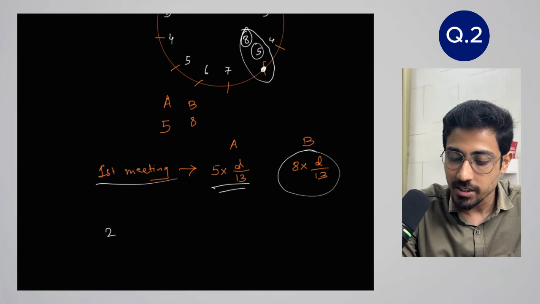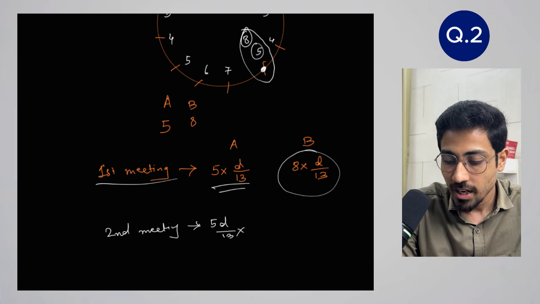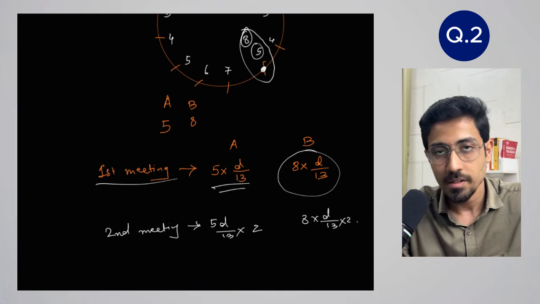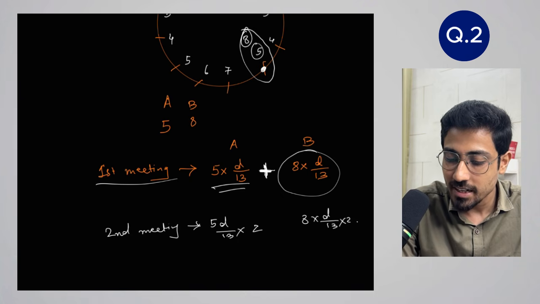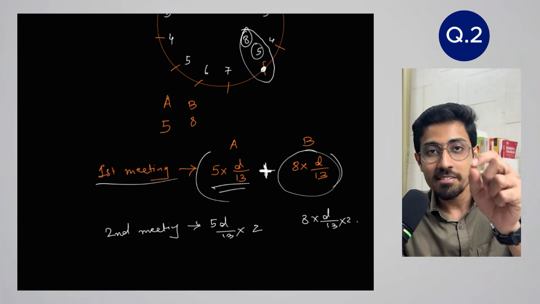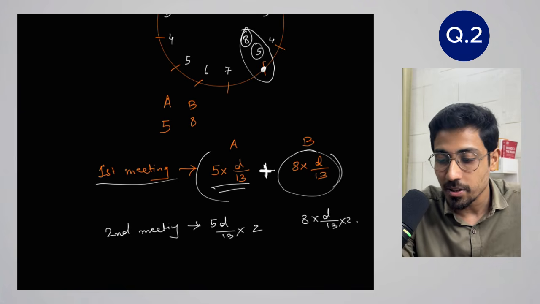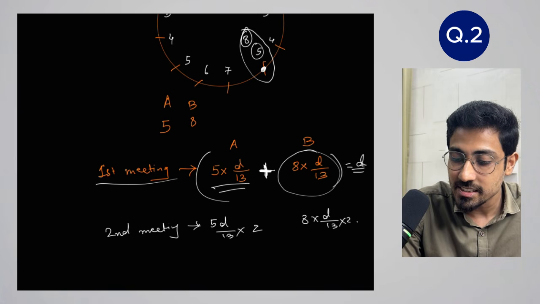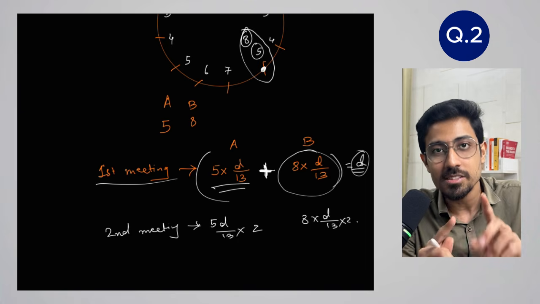Second meeting point. Again, you know what will be the distance that A and B will travel. It will be nothing but 5d by 13 into 2, and this also will be 8 into d by 13 into 2. And if you add this up, what will you get? Remember the first lecture, when they are traveling in opposite direction, the sum of their distances always is d. So at the first meeting point, they have together covered a distance of d.